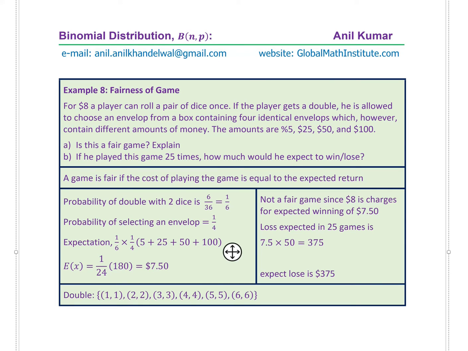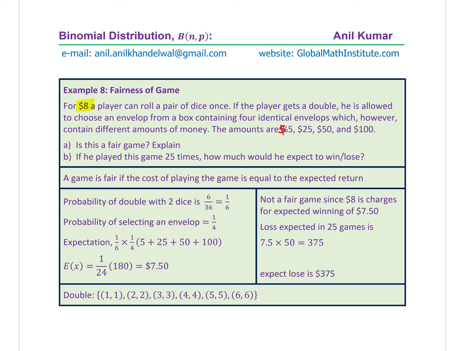For $8, a player can roll a pair of dice once. If the player gets a double, he is allowed to choose an envelope from a box containing 4 identical envelopes, which, however, contain different amounts of money. The amounts are $5, $25, $50, and $100. Is this a fair game? Explain. If he played this game 25 times, how much would he expect to win or lose, right?